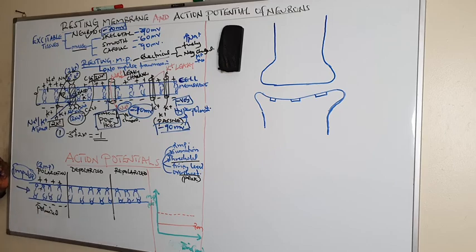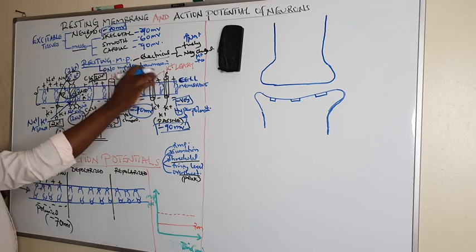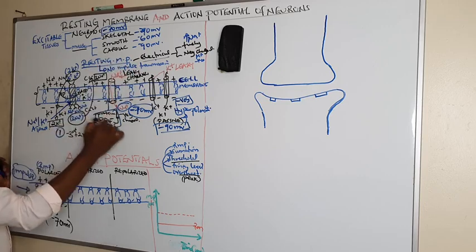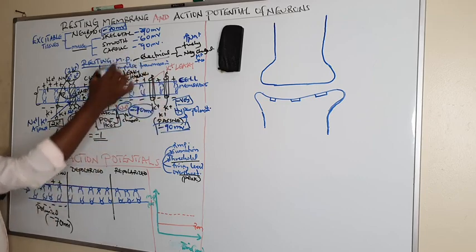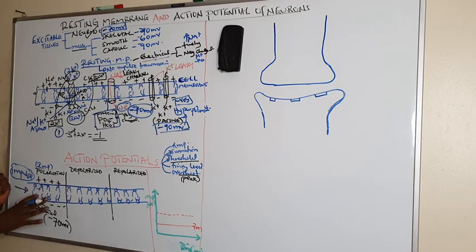This is what we call the polarized state of the cell, and the polarized state of neurons is at negative 70 millivolts. It is maintained by three mechanisms: sodium/potassium ATPase, leaky sodium channels, and potassium channels, plus the negatively charged proteins and phosphates failing to leak out of the cell. This is what we call the resting membrane potential.